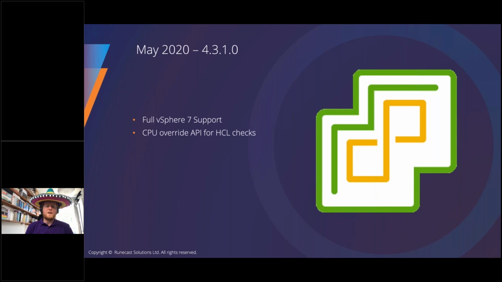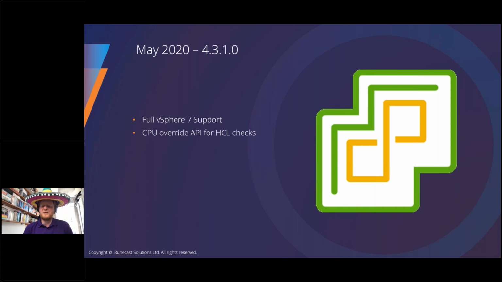So the May 2020 release came out yesterday. It was a little touch and go. I wasn't sure if it was going to make it out yesterday or whether we were going to have to push it back a day or two. So yeah, I was super proud that this went out yesterday. The big thing for this release is that finally we can now say we have full support for vSphere 7.